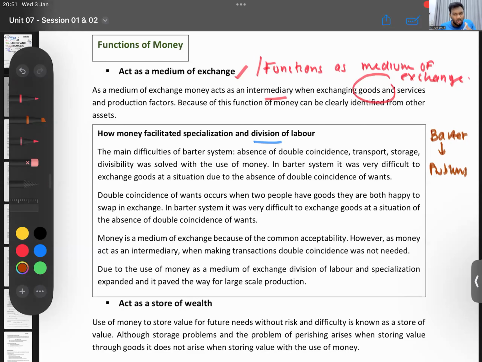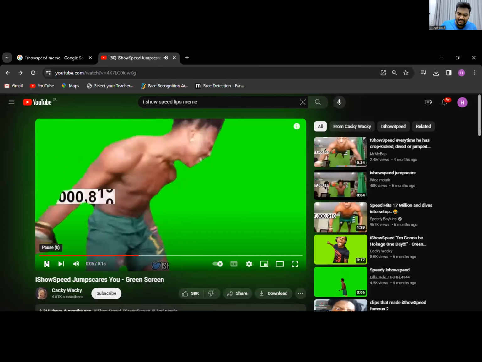There were storage problems, right? The lack of double coincidence of wants. It's very difficult to find a double coincidence of wants. Problems in divisibility. Measurement problems were there. Transport, so many problems, no? So because of that, did people specialize? What did people do? It's very hard to exchange.